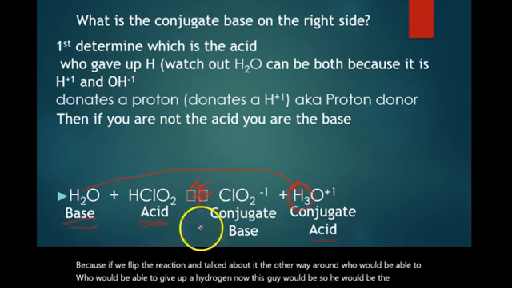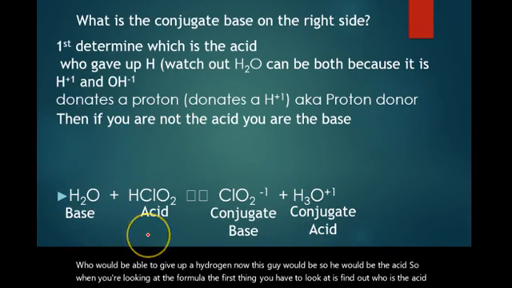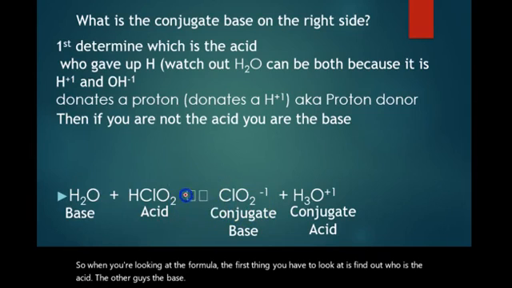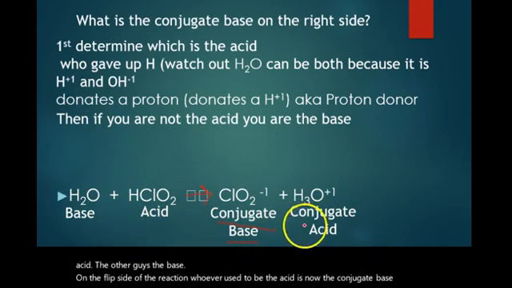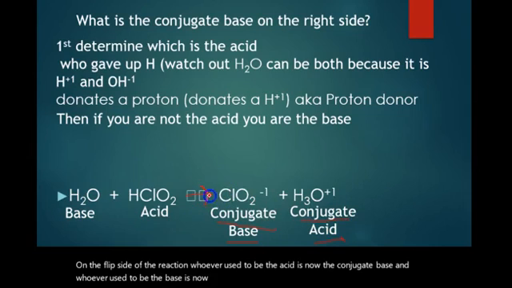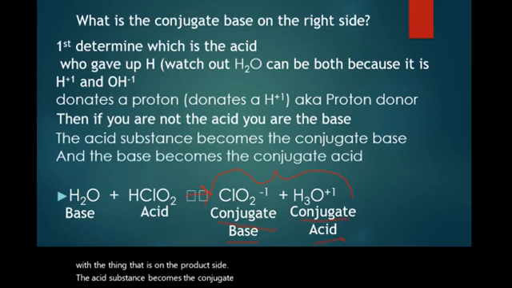So when you're looking at the formula, the first thing you have to look at is find out who is the acid, the other guy's the base. On the flip side of the reaction, whoever used to be the acid is now the conjugate base, and whoever used to be the base is now the conjugate acid. The word conjugate is always associated with the thing that is on the product side. The acid substance becomes the conjugate base, and the base substance becomes the conjugate acid.